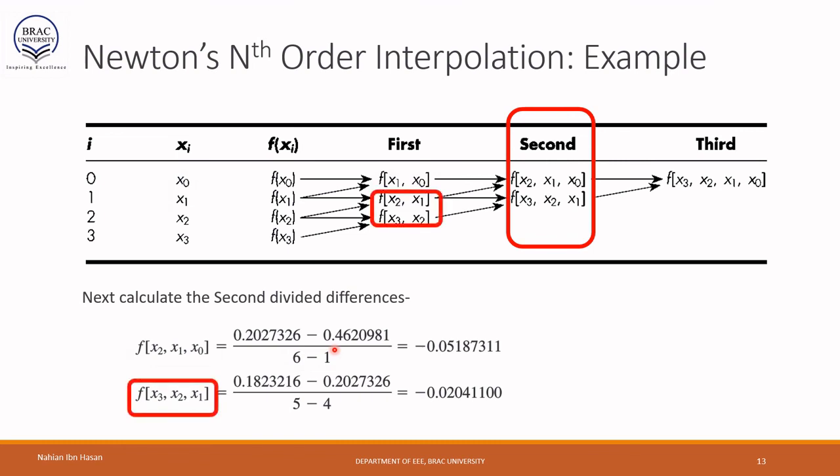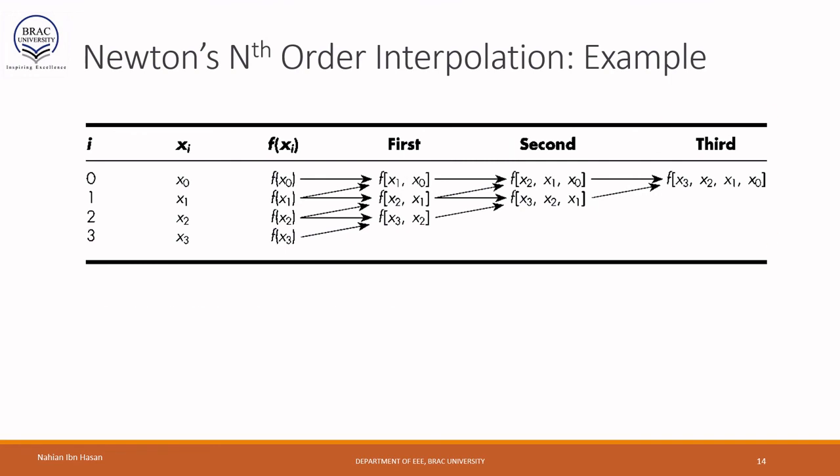Similarly, for the second case, the third order second variable, which is f of x3 comma x2 comma x1, we need to use these two terms. That means from this column we need to use f of x2 comma x1 and f of x3 comma x2. These two function values range within the range of x1 and x3. So in the denominator we need to use the difference between x3 and x1, which is 5 minus 4. So that's how we determine this column.